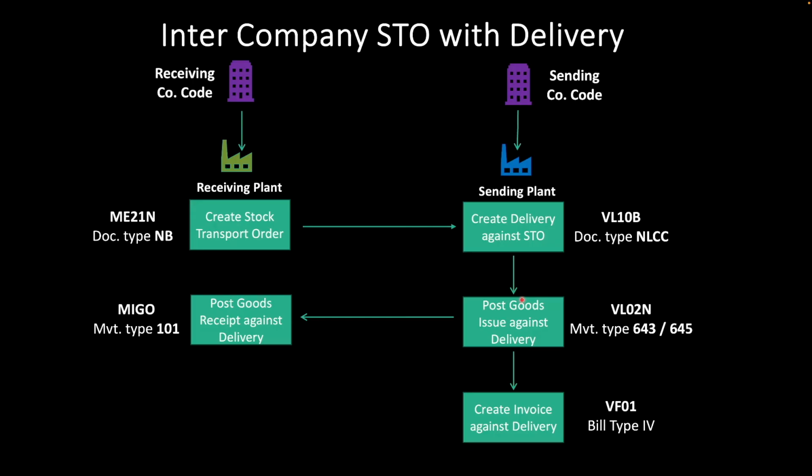So you can see here is the major difference between intra and intercompany code. In intra-company code, we did not create any invoice against this delivery document. We simply did the goods receipt, but this time what we are going to do is create an invoice against the delivery document.